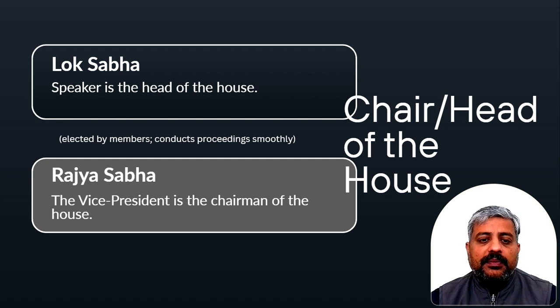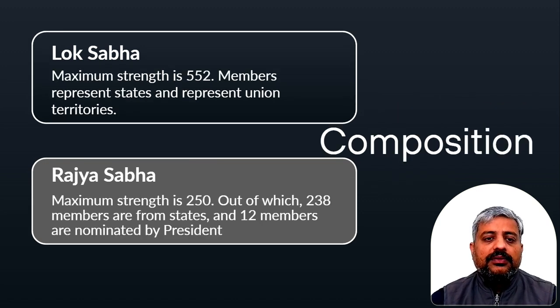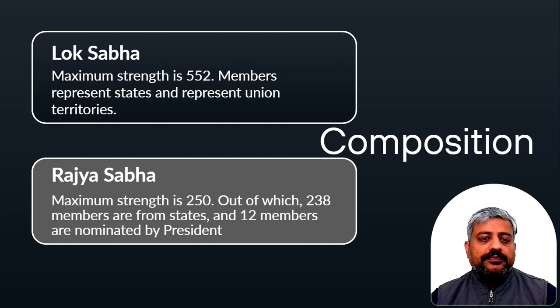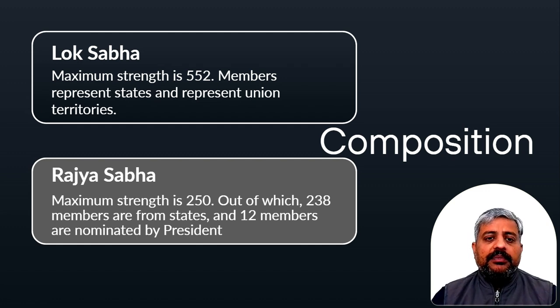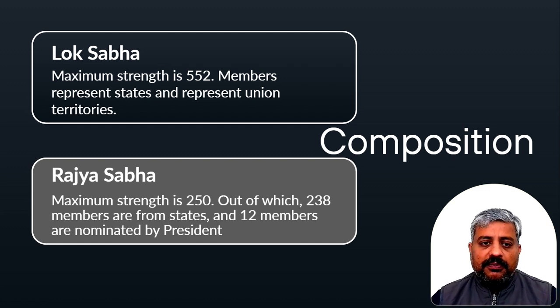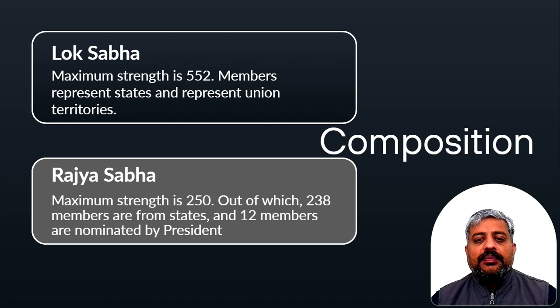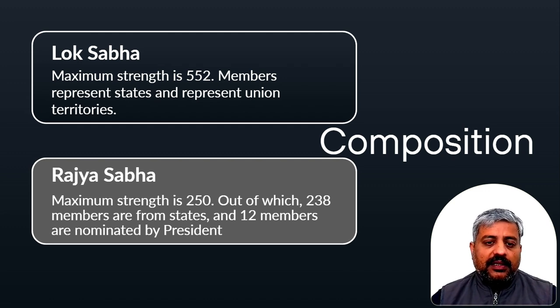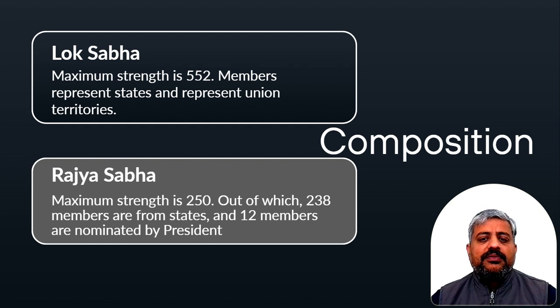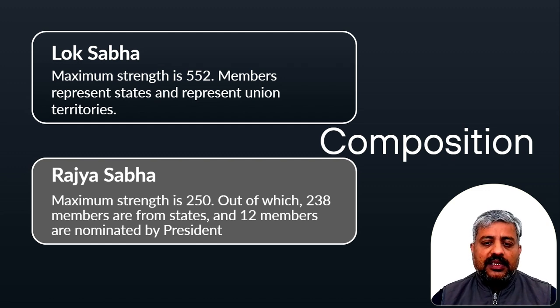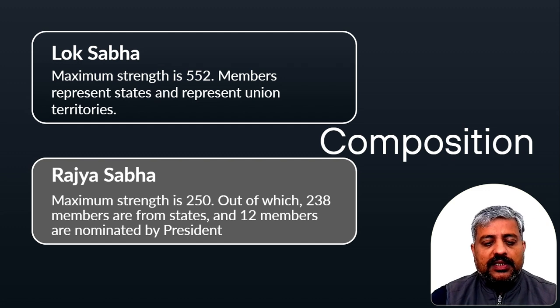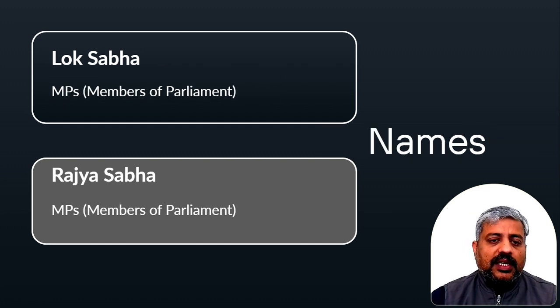The main purpose is to conduct the proceedings smoothly. Now, composition. The Lok Sabha member strength is 552. Members represent states and union territories. Also, in the Rajya Sabha, the maximum strength is 250, out of which 238 members are from the states and 12 members are nominated by the president. So, this is what you have to remember in this.